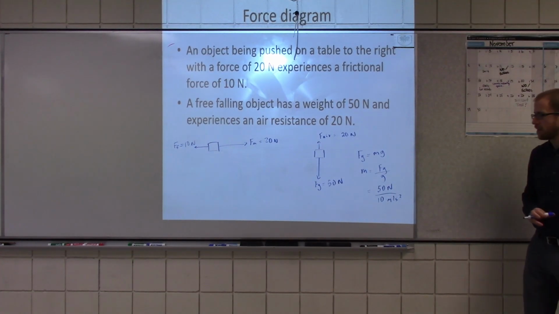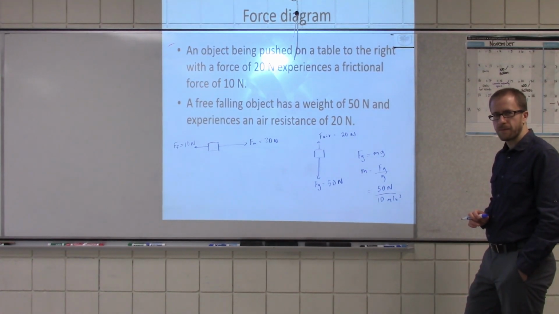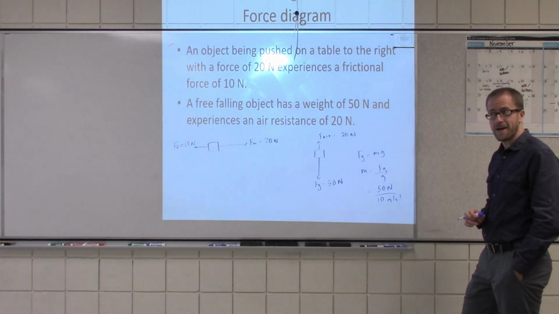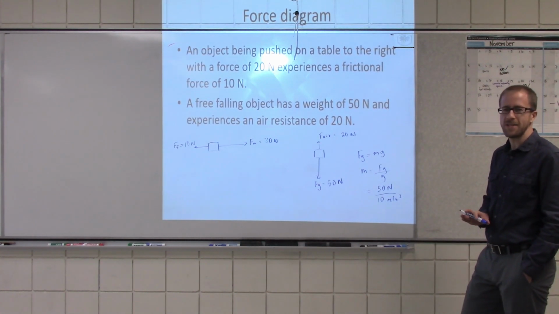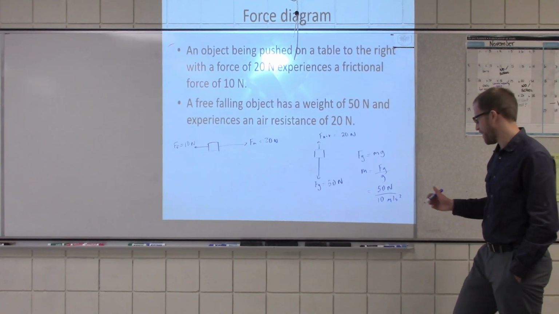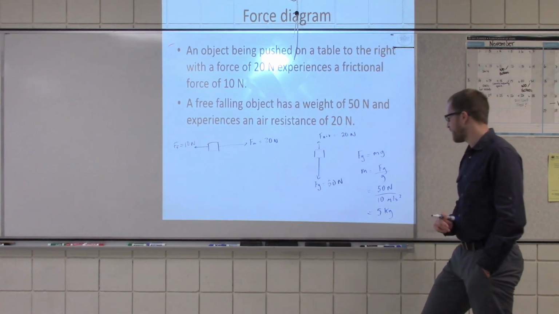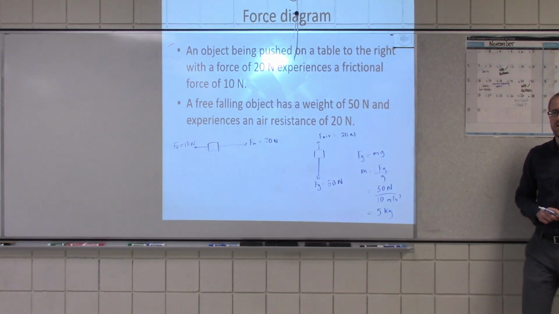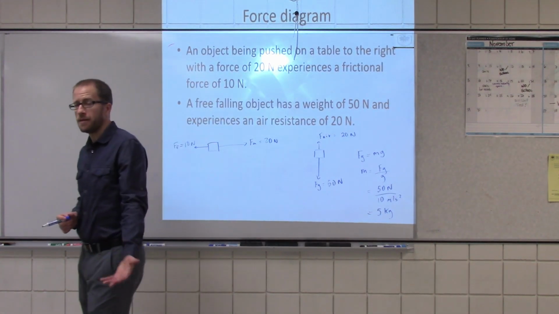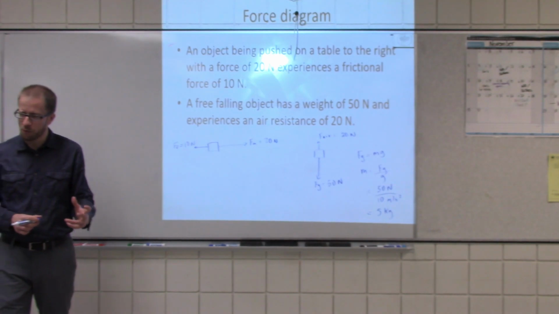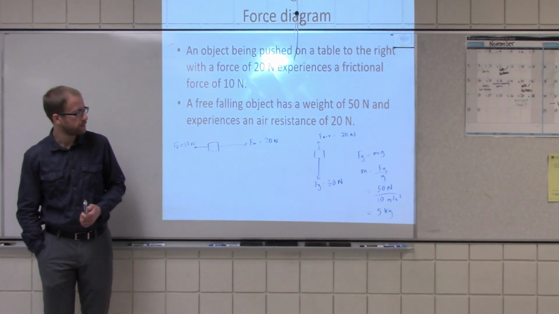So what is the mass of this object? Thank you. It's 5 what? What's the unit? Kilograms. Well done. So that's 5 kilograms. Given the weight of your object, you can determine its mass. It's kind of another important idea.